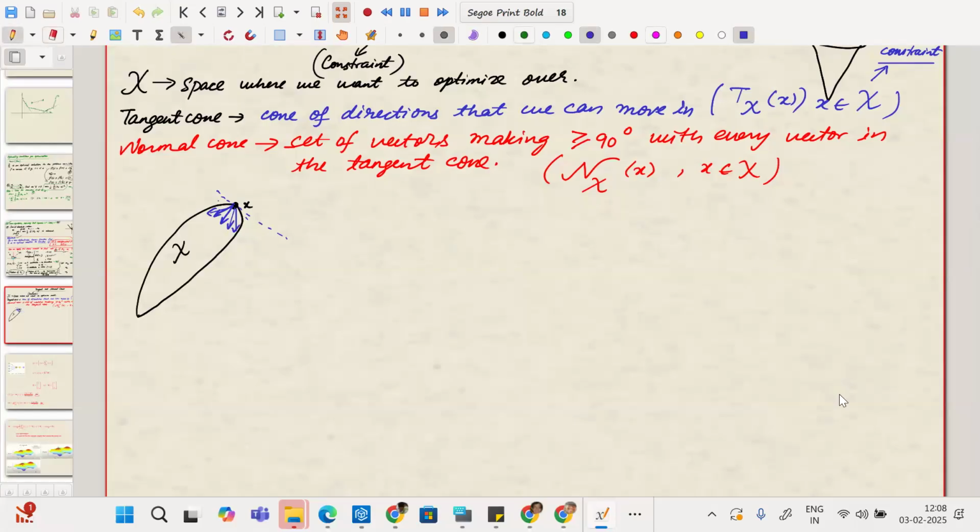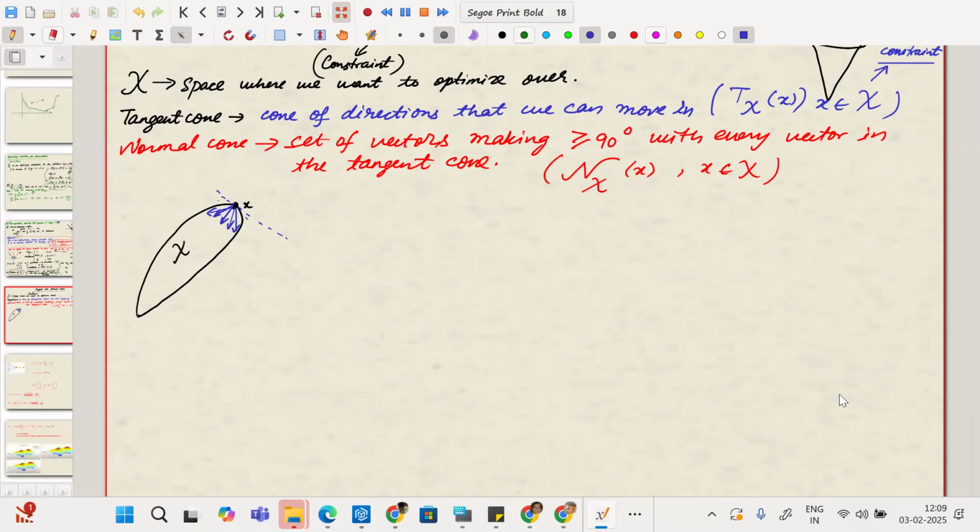I hope you understood. So that collection of blue vectors you are seeing, if you assume this in 3D space, can you visualize that it is making a subspace, like a half space in that region X? Hope you are getting it. Can you visualize this? Tangent cone is nothing but the set of all blue vectors you are seeing right now.